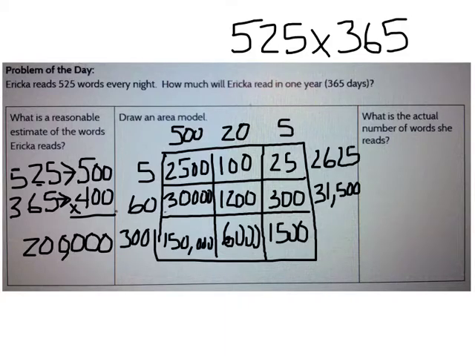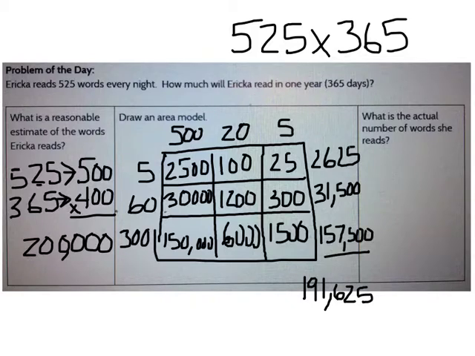Now I can add. 300 times 525 is 157,500. Now that I've found three partial products, I can add them to find my final product. What's 2,625 plus 31,500 plus 157,500? The sum of my partial products is 191,625.